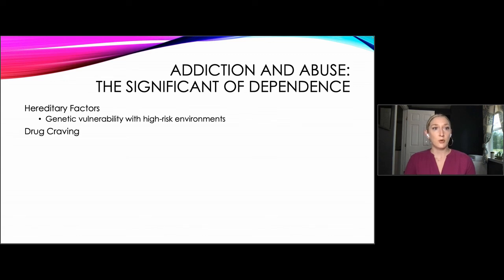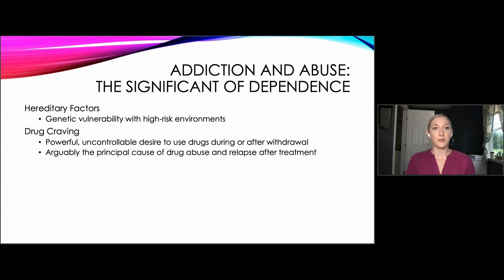Drug craving is the powerful, uncontrollable desire to use drugs during or after the withdrawal period. This is assessed by the intensity of drug use, physiological changes, as well as the tendency to relapse. It is arguably the principal cause of drug abuse and relapse after a person receives treatment. You can also have acute or chronic cravings. Acute cravings occur when the drug is being used. You're craving it in the moment.